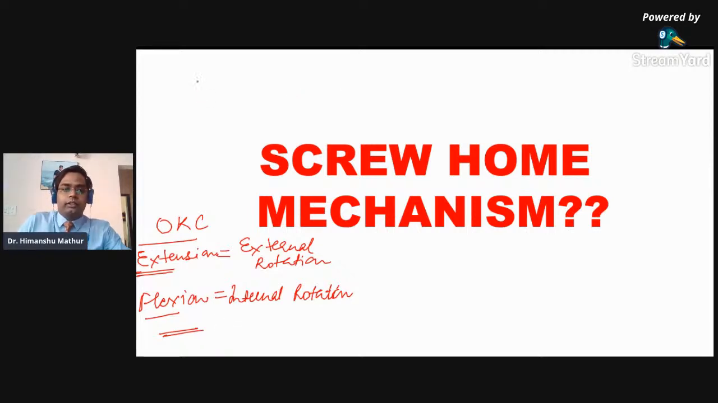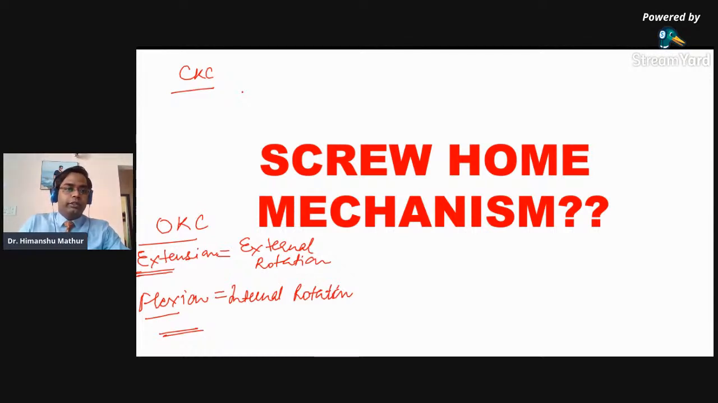Now we'll be talking about the closed kinematic chain, CKC, in which the femur is moving and tibia is kept fixed. Okay, internal rotation you have written? No, it's not. It's external rotation. Yes, all those people who have written external rotation are correct. It's not internal rotation. Internal rotation is for flexion. During flexion it is internal rotation.